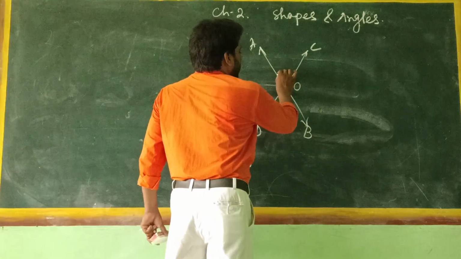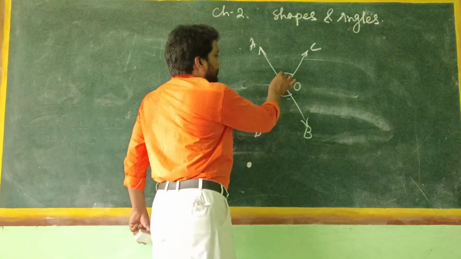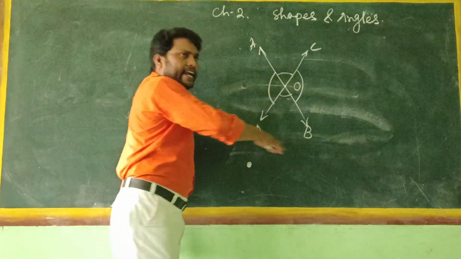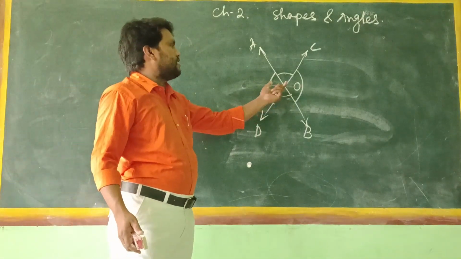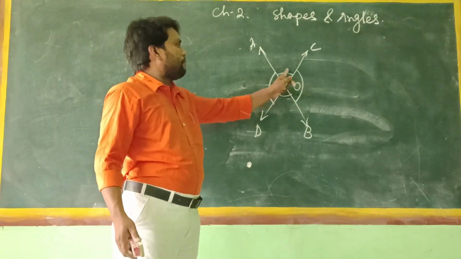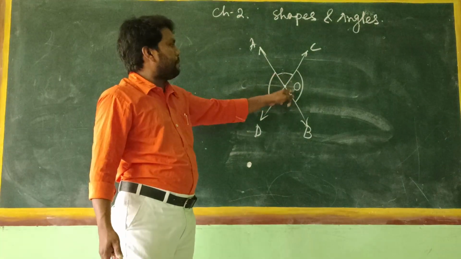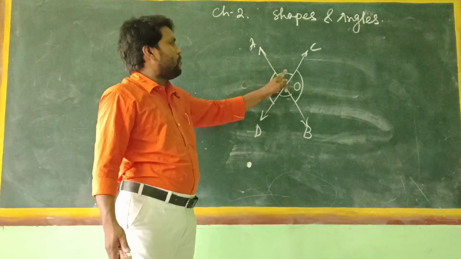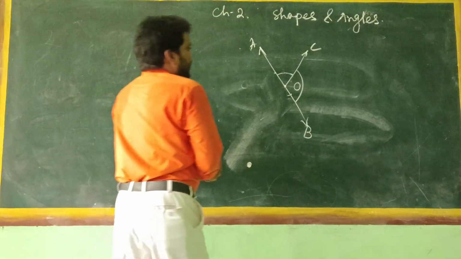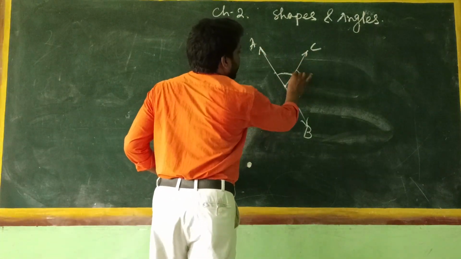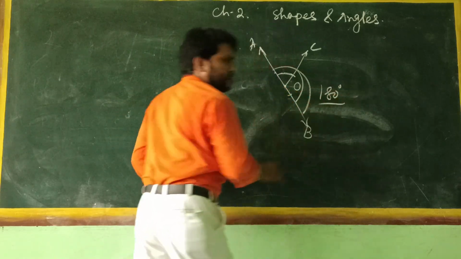Okay, and you will see that four angles are formed. This angle is equal to that angle. This angle is equal to that angle. So at one intersection point, four angles are formed: one pair of opposite angles, one pair of linear pair. When the sum of two adjacent angles is 180 degrees, it is a linear pair. So AOC is a linear pair with BOC, because the total angle is 180 degrees.